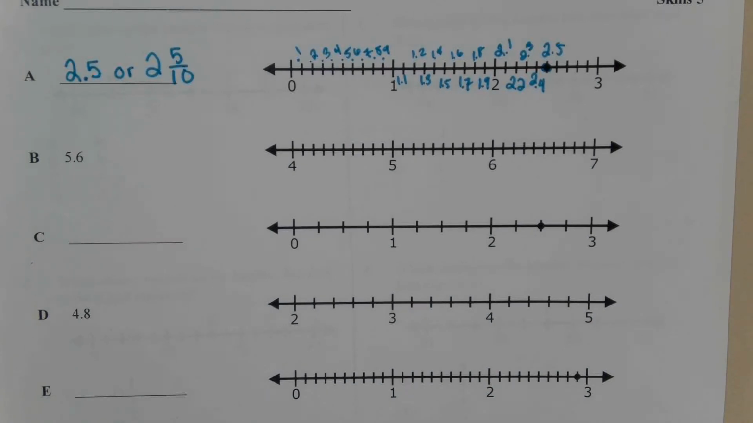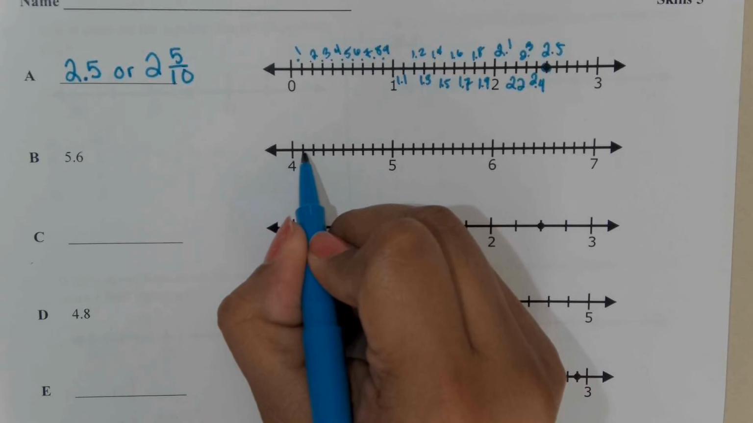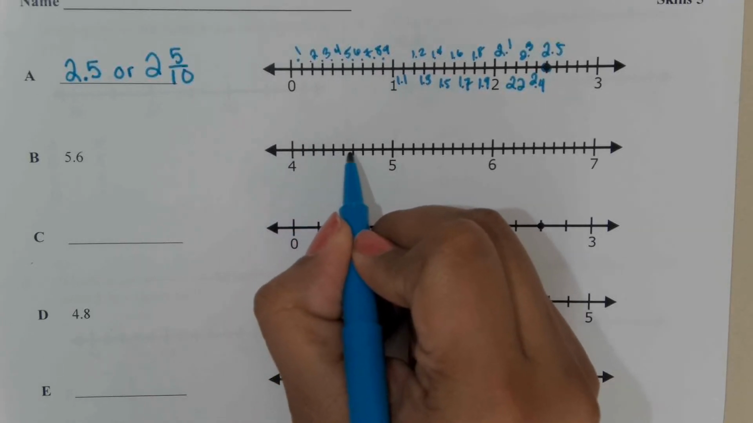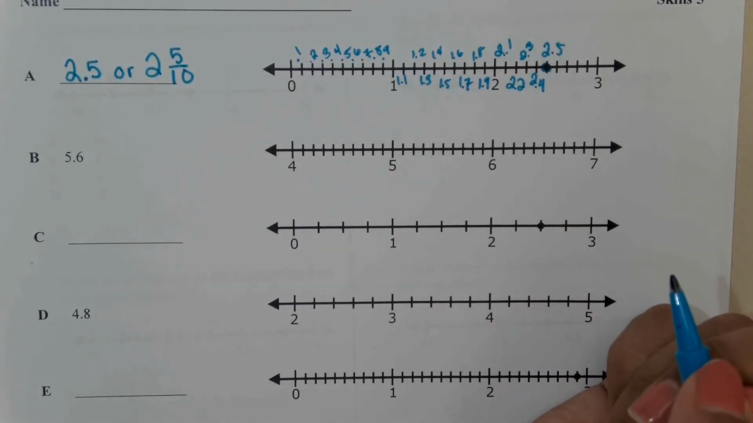Now let's look at letter B. So now letter B already has where we have to put our point. So let's count again how many are in between. 1, 2, 3, 4, 5, 6, 7, 8, 9, 10. Again, this is going by tenths.